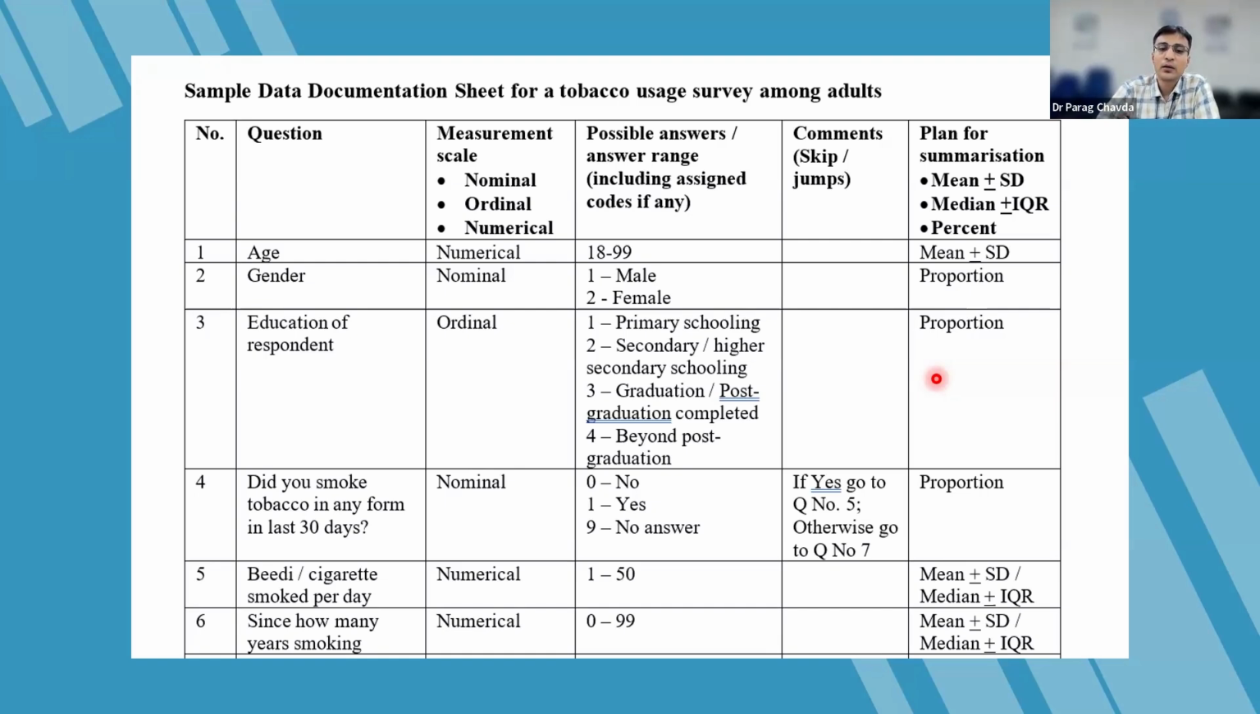When the measurement scale is numerical, it will always be a good idea to have something in mind as to what could be the range of possible answers, right? And then skip jumps also you can mention here. And the last one is plan for summarization, right? Anything which is measured in numerical scale, you usually would summarize using mean and standard deviation, or you use median and interquartile range. For nominal and ordinal data, you would usually summarize them in terms of proportion. So when we'll be talking next week about the data management and statistics plan, we'll be using that information, right?